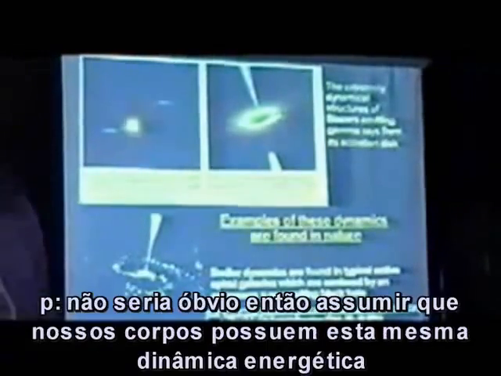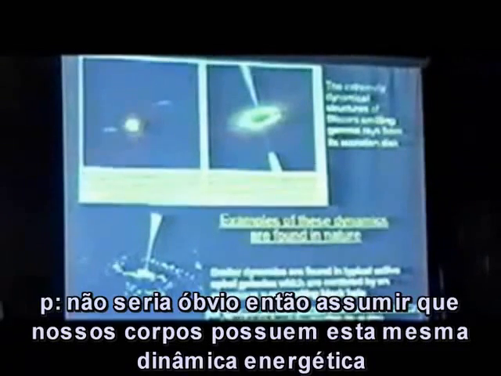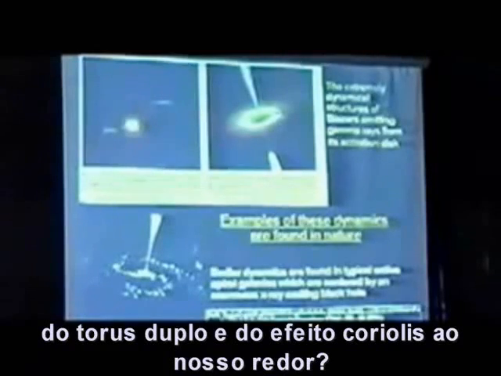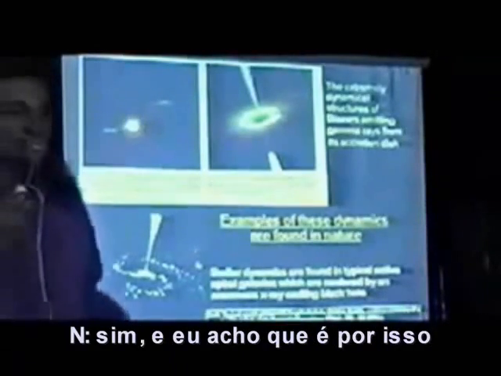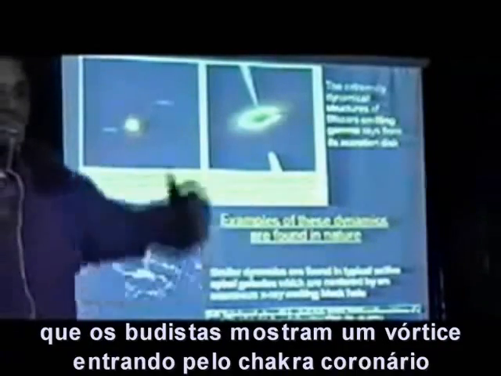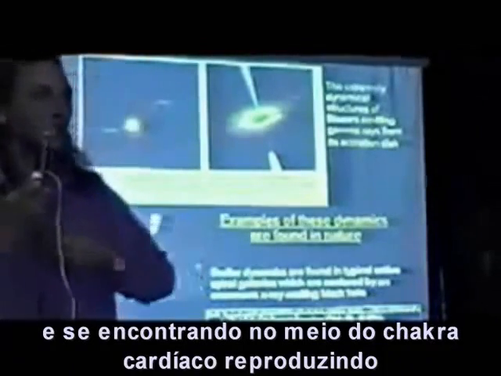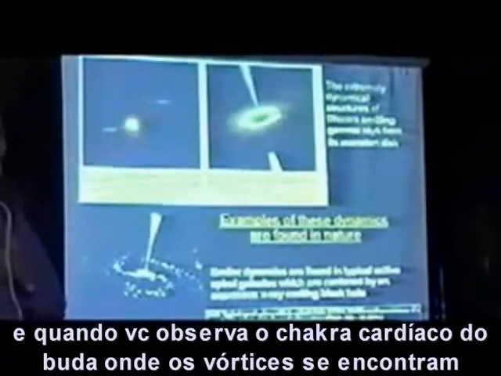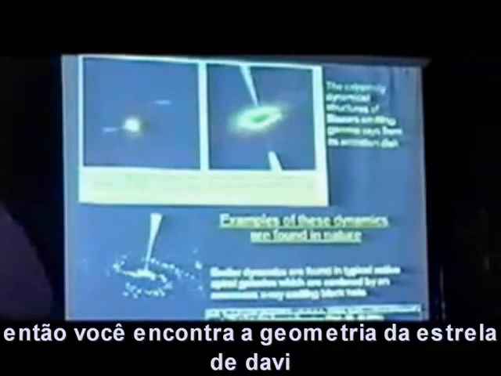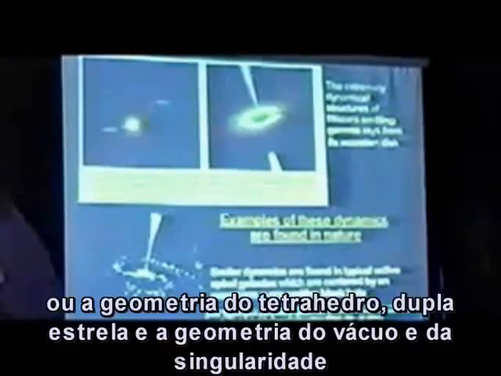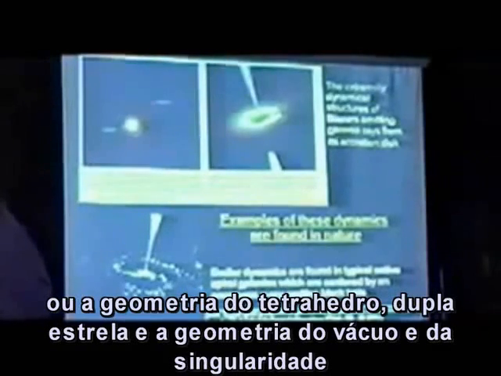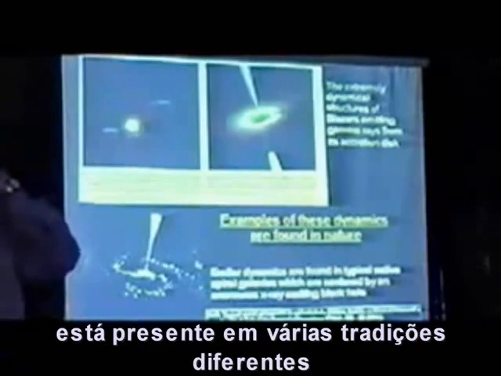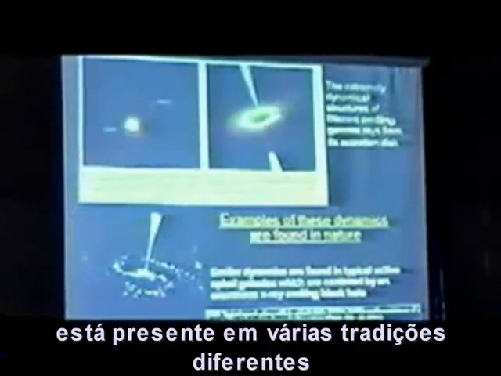Go ahead. Are you saying, the obvious, that with the double torus Coriolis effect, we can imagine that our bodies have that same type of energy pattern around us? Yeah, you would, and that's why I think that the Buddhist shows a vortex entering at the crown chakra and entering at the root of the spine, and then meeting in the heart center, reproducing that very dynamic. And when you look at the heart center of the Buddha, where the vortices meet, there you find the geometry of the Star of David, or the geometry of the double star tetrahedron, the geometry of the vacuum, the singularity. So it's present in many, many different traditions.